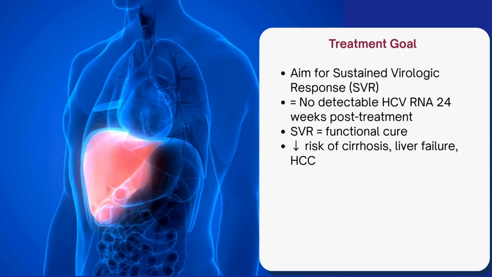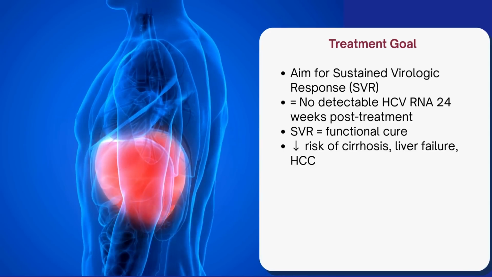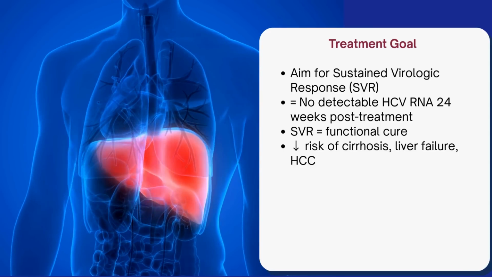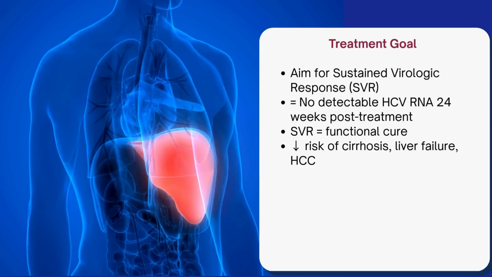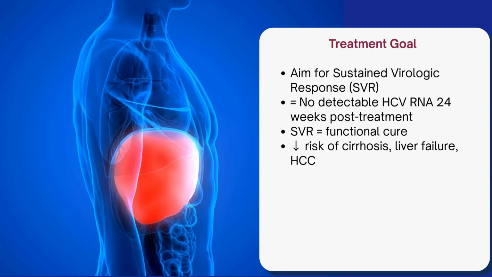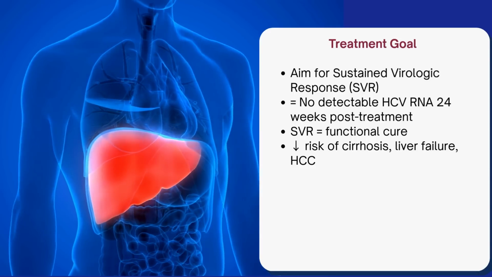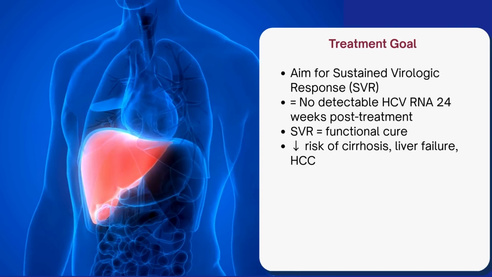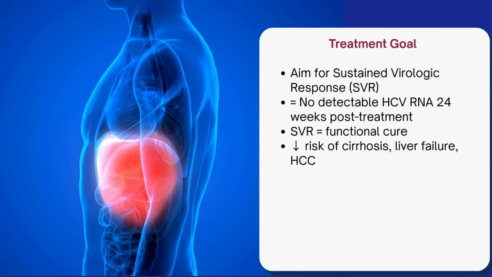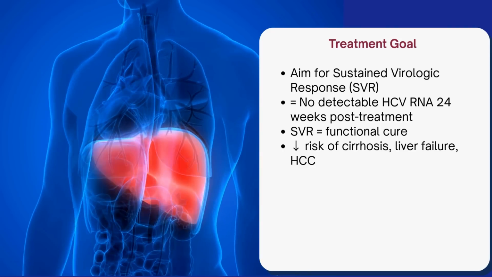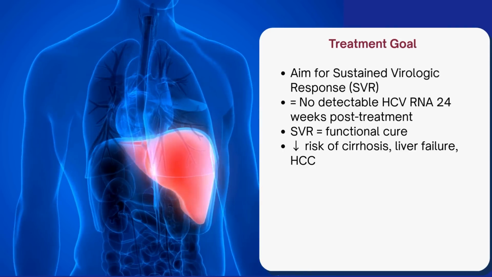Treatment has been revolutionized. The goal is a sustained virologic response, or SVR, undetectable HCV RNA 24 weeks after completing therapy. That's considered a virologic cure. It significantly lowers the long-term risks, even for patients with cirrhosis.